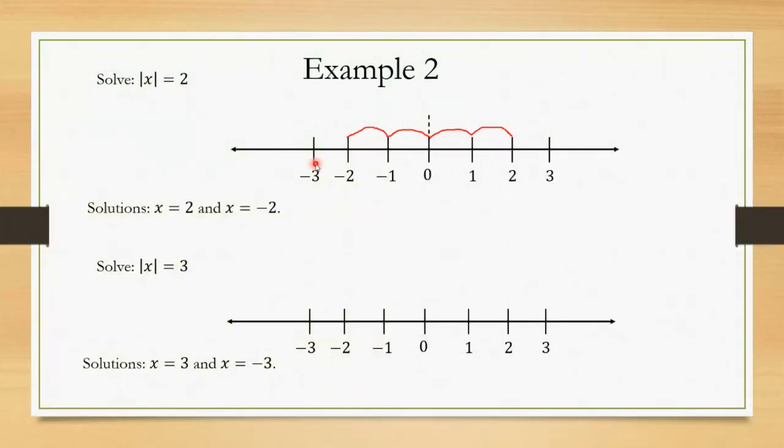Okay, let's see. With 3, it's the same idea. You want all solutions to this equation, that is, all numbers you could plug in for x that make this equation true. You want all numbers whose absolute value is 3. There's two of them. We have 3 and -3.